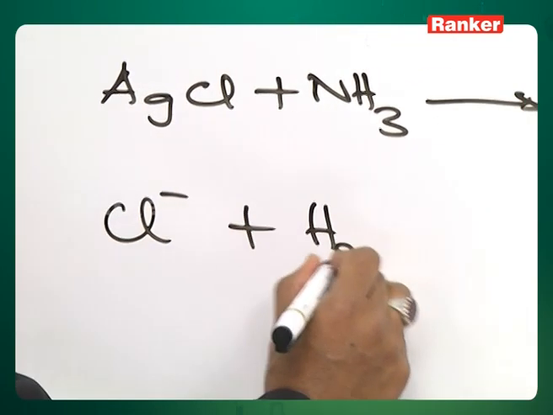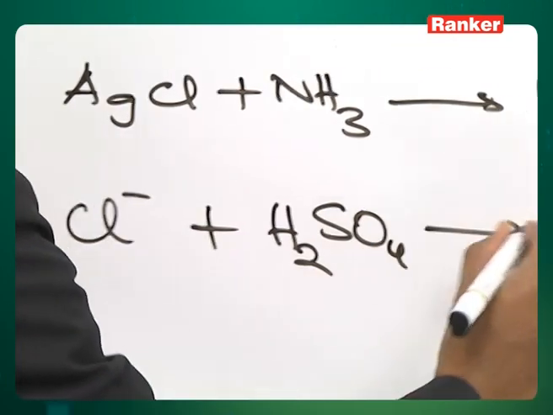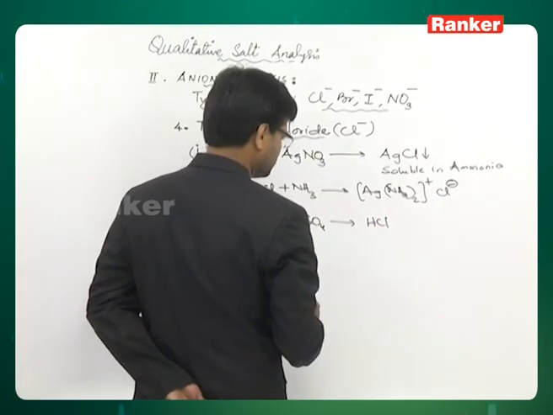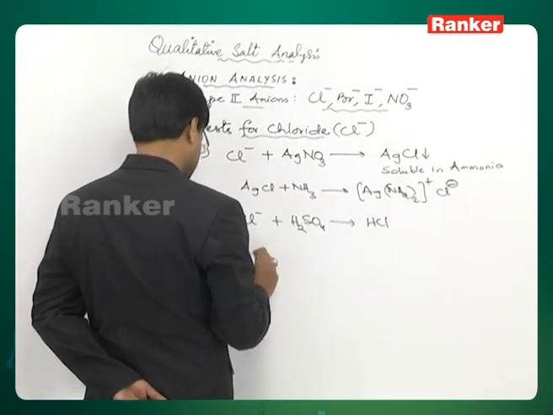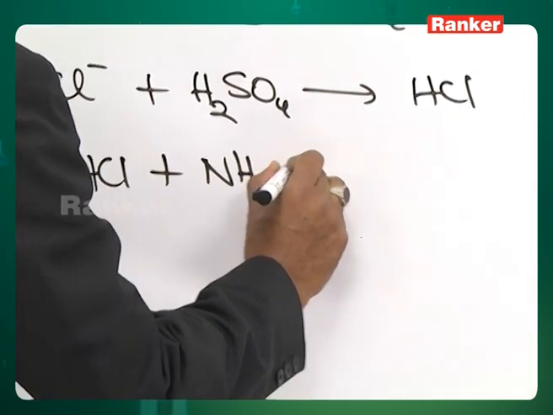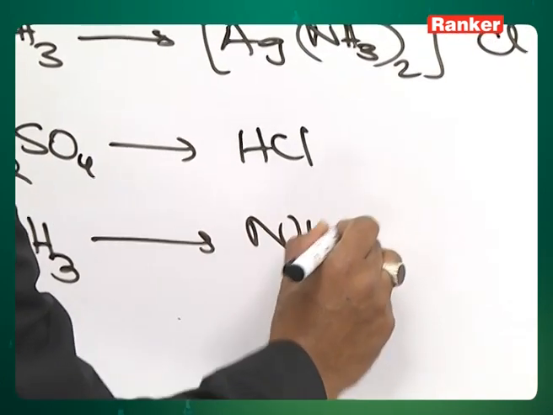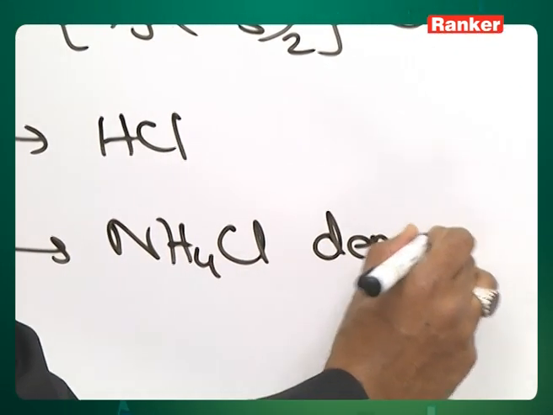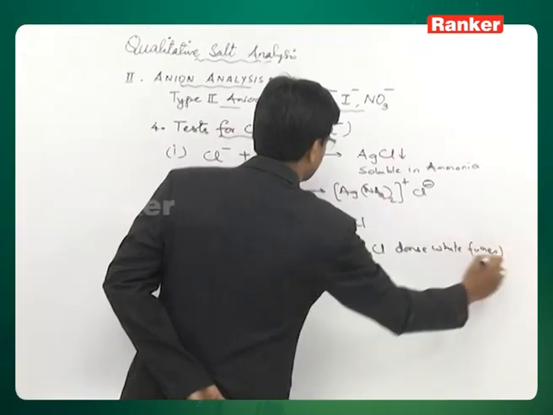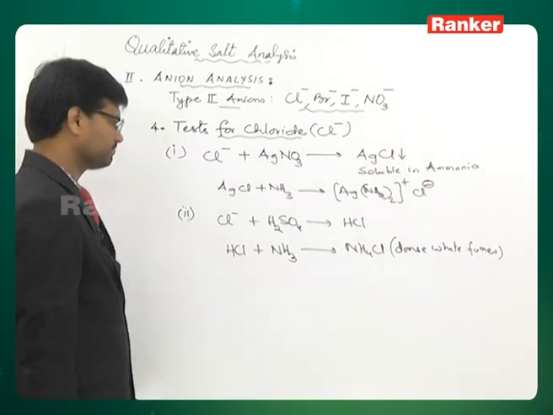Number 2, chloride salt plus concentrated sulfuric acid. You get HCl. HCl is tested with ammonia. You get dense white fumes of ammonium chloride.